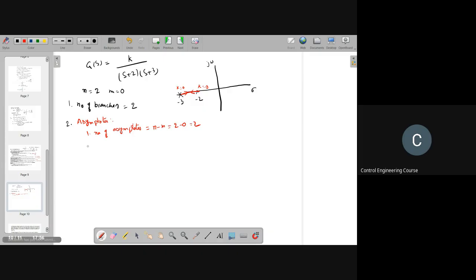Then the second one is the angle of asymptotes. The angles formula is (2q plus 1) into 180 degrees divided by n minus m, where q takes values from 0 up to, because there are two asymptotes, that means two angles will be there, right? That means q equal to 0 gives one angle and q equal to 1 gives the other. So if you substitute, when q equal to 0, it is 180 by 2, that is 90 degrees.